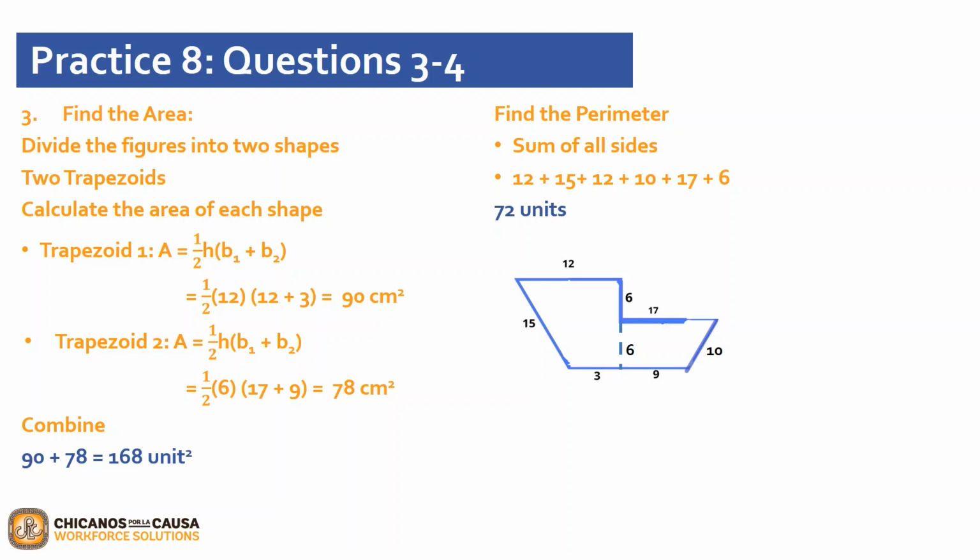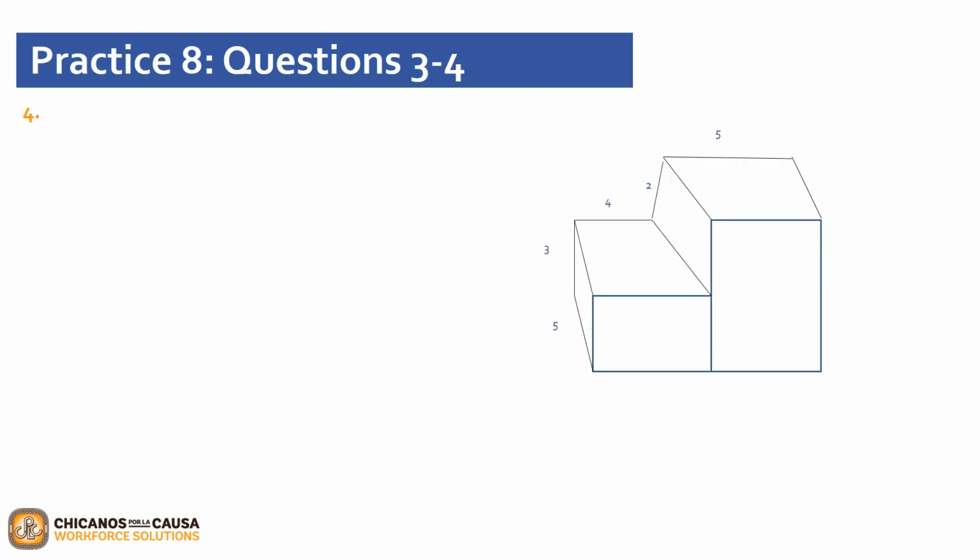Let's focus now on question 4. For question 4, we're going to find the volume for the figure on the screen. So let's go ahead and start by separating the figure into 2 separate shapes. In this case, when we separate them, we have a square, which is your right shape, and then a rectangle, which is the shape on the left. So let's calculate the volume for each figure.